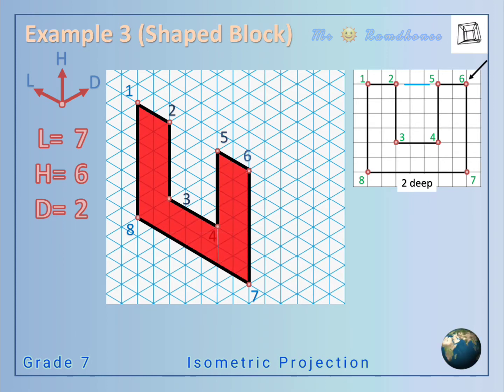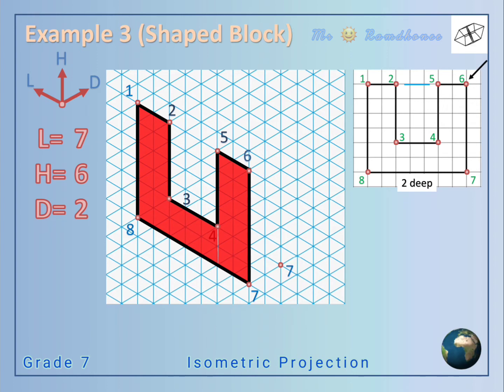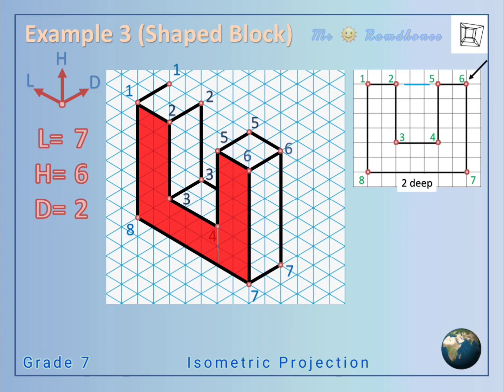This part is the front view, and the front view we can see it here. This is the front view, so we have put it here. Next we have to move these points to the depth. So we're going to start with point 7, and then we're going to move point 6, and then we're going to complete this face, and then we're going to move point 5, and then point 3, and then point 2, and then finally point 1.